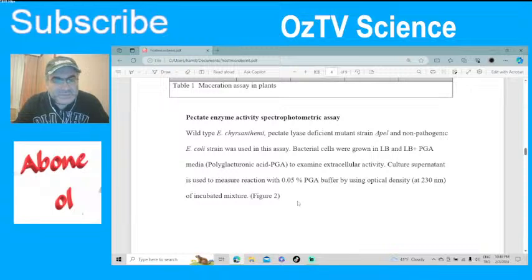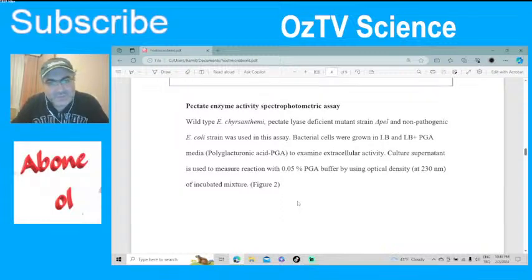So another enzyme activity assay, pectate enzyme activity spectrophotometric assay. Wild type Erwinia chrysanthemi, pectate lyase deficient mutant strain delta pel, and non-pathogenic E. coli strain were used in this assay. Bacterial cells were grown in LB liquid broth and LB PGA media, meaning polygalacturonic acid, to examine extracellular activity. So that's important, extracellular activity.